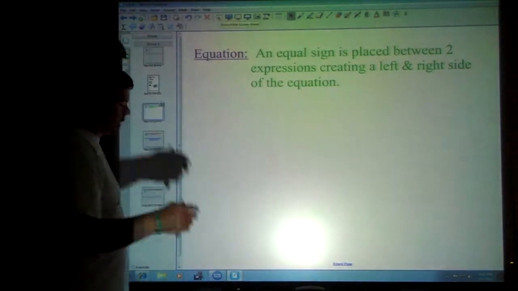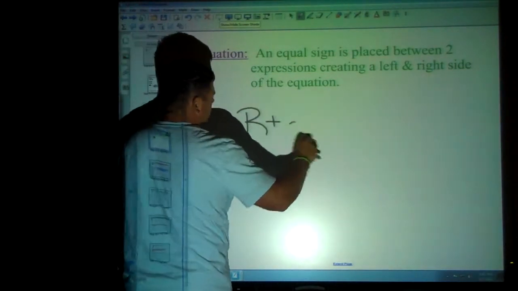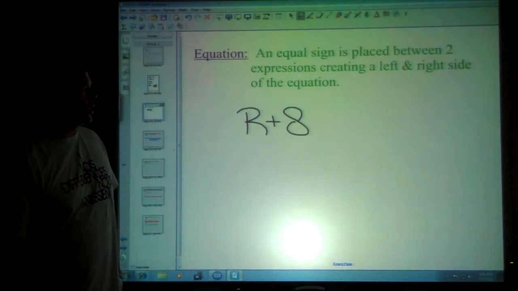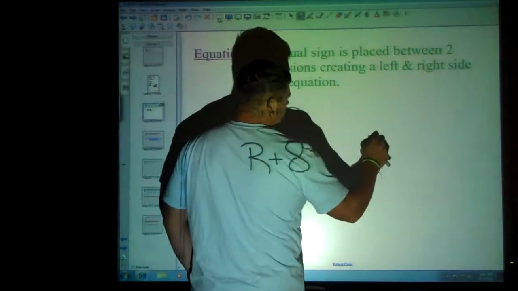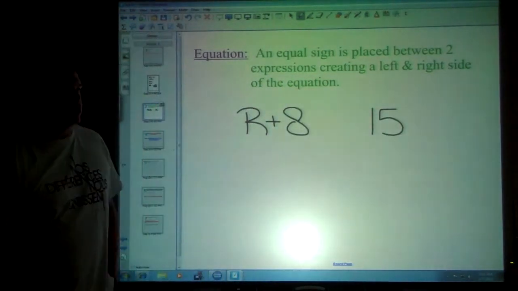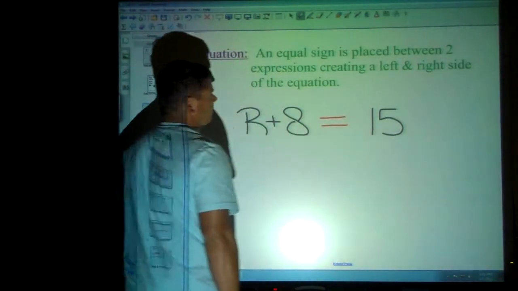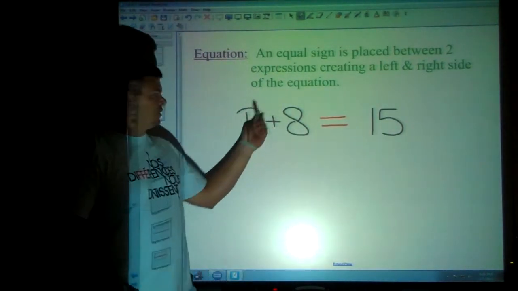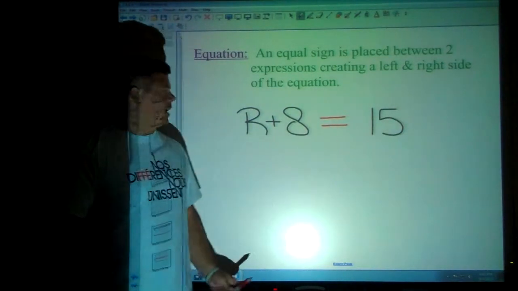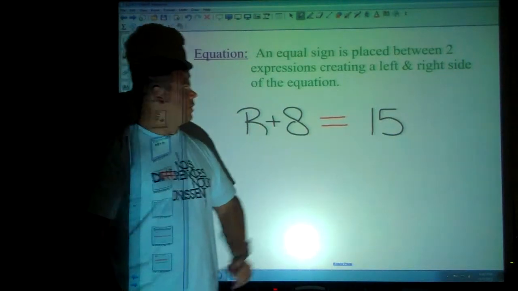So when we were talking before about an expression, we might say r plus 8, which is an expression. That in and of itself is an expression. And we could also have another expression of 15. Both of those are expressions. As soon as we stick the equal sign between them, we now have this expression separated from this expression by an equal sign, creating a left side of the equation and a right side of the equation.